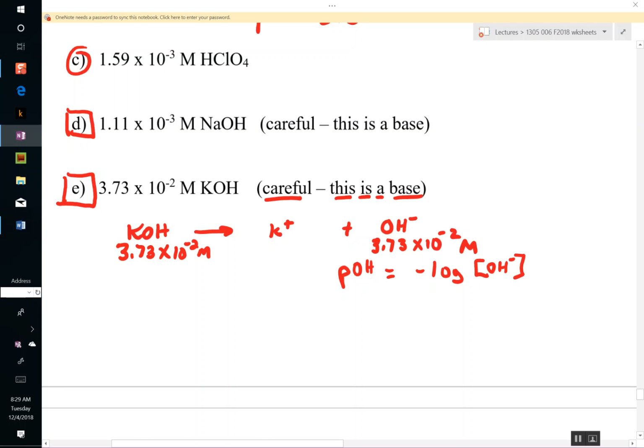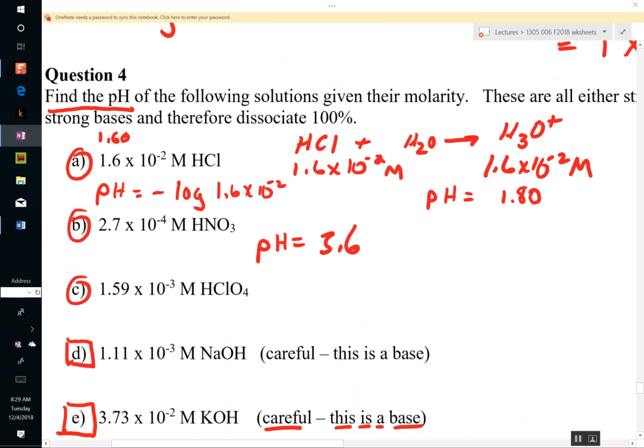Okay, so we put in the 3.73. I'm getting that the pOH is 1.4, or 1.43. We've got three significant figures here, so we'll say the pOH equals 1.43. Everybody with me there? Okay, now what can we do with that? The question up here is, find the pH of this solution. It didn't say find the pOH, it said find the pH of the solution.